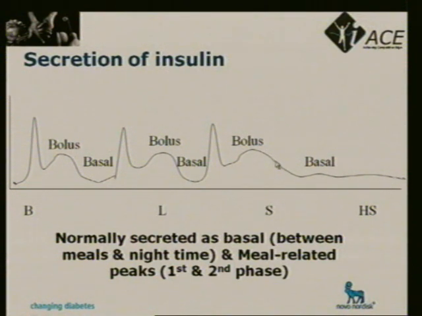So insulin in the body is secreted in the forms of boluses as well as basal insulin, which is secreted 24 hours round the clock. And the meal-related boluses of insulin are secreted in a first phase and a second phase insulin response in response to a meal, particularly glucose intake.